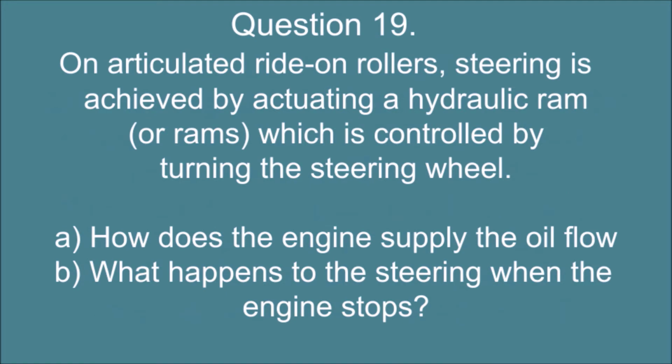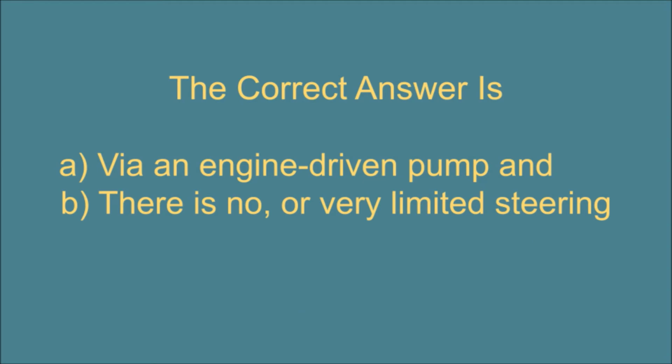Question 19. On articulated ride-on rollers, steering is achieved by actuating a hydraulic ram, or rams, which is controlled by turning the steering wheel. A. How does the engine supply the oil flow, and B. What happens to the steering when the engine stops? The correct answer is: A. Via an engine-driven pump, and B. There is no, or very limited steering.